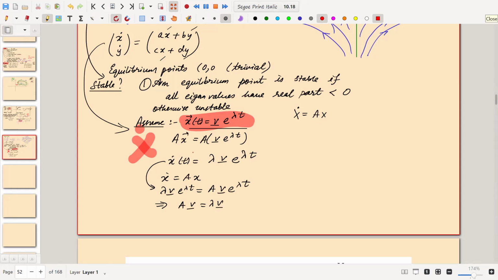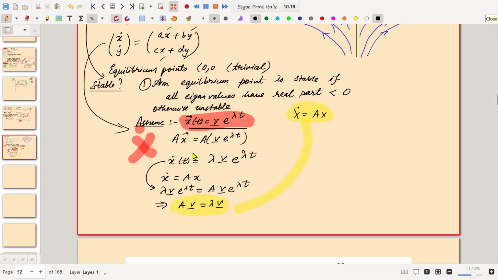This problem has transferred to a simple eigenvalue problem, isn't it? This problem has simply transferred to the eigenvalue problem. Av equals lambda v, right? Now what should we do? What can we do now? What's the next step? So how can we get lambda?